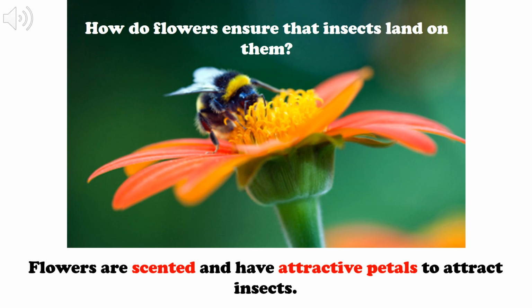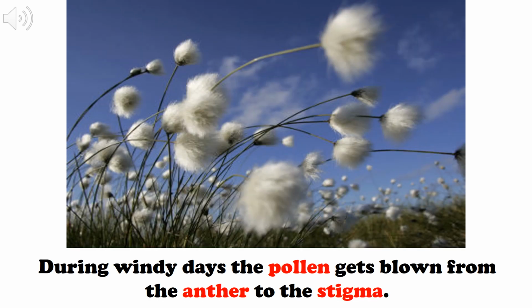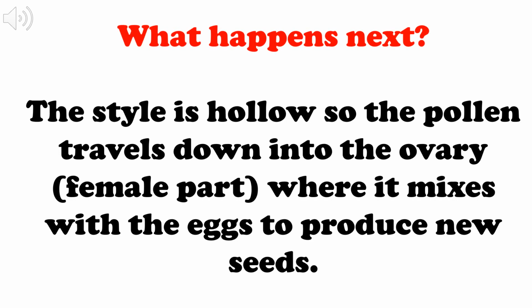So a question you might ask is, how do flowers ensure that insects land on them? Well, flowers are scented and they have an attractive petal to attract the insects. During windy days, the pollen gets blown from the anther to the stigma. So what happens next? The style is hollow, so the pollen travels down into the ovary where it mixes with the eggs to produce new seeds.